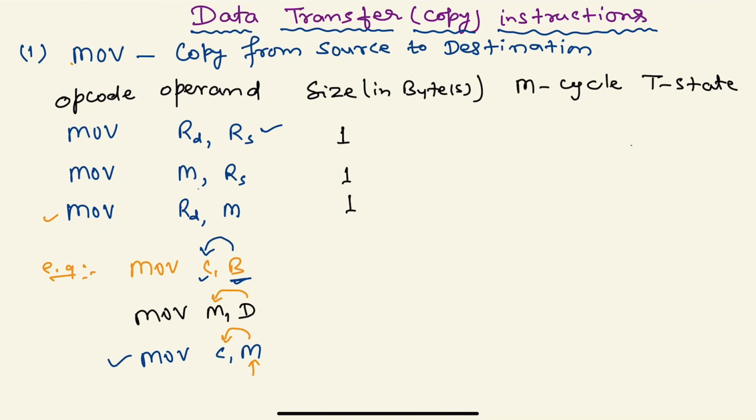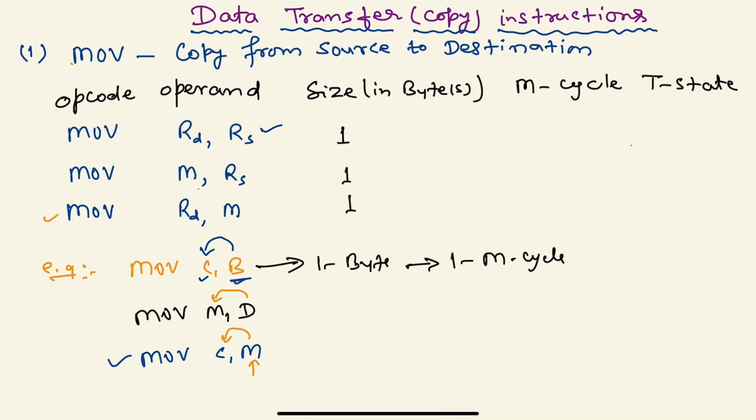Now we'll come to the machine cycle. As I had explained, the minimum size for any instruction must be 1 byte, and the minimum number of machine cycles required for any instruction is 1 machine cycle. So this MOV C, B is a 1 byte instruction, and it has only 1 machine cycle. Why can we say that it has only 1 machine cycle?